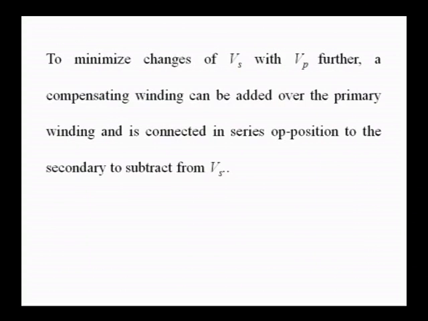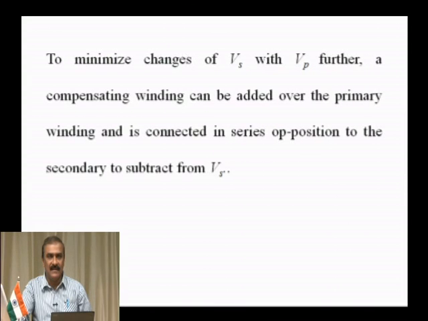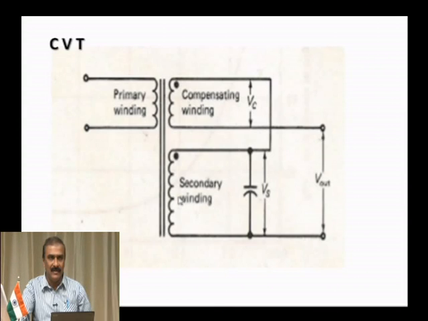Now, this is the diagram. This is connected in series opposition to the secondary to subtract from Vs. This is the diagram that you can write. It is also a very clear-cut diagram: primary winding, secondary winding with a common core, and the compensating winding. You can see the dots, it is in phase opposition. This is Vc and this is Vs, the secondary voltage. And this is the output voltage V0, a constant voltage that we require.